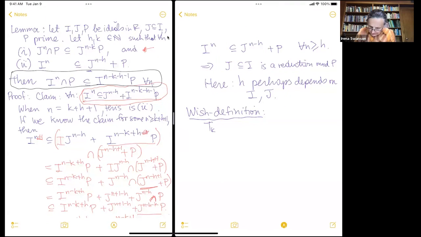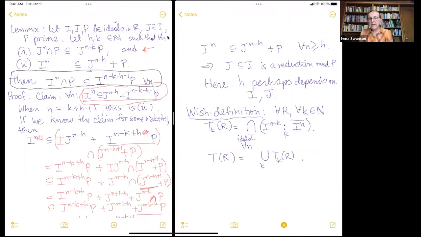So for every ring R and every positive integer K, define T sub K of R to be the intersection. You vary over all the ideals and over all integers N, you take the integral closure of I^N and see what elements in R multiplied into the integral closure land in the ordinary N minus K lower power of the ideal I. So that's T sub K. And then let's define T of R to be the union of all of these T sub Ks.